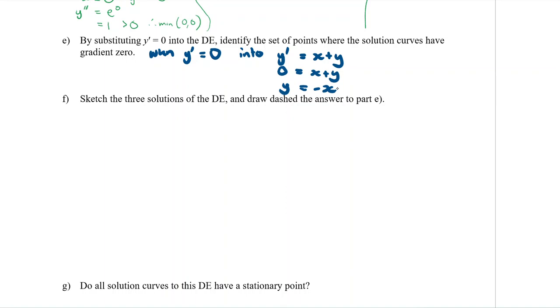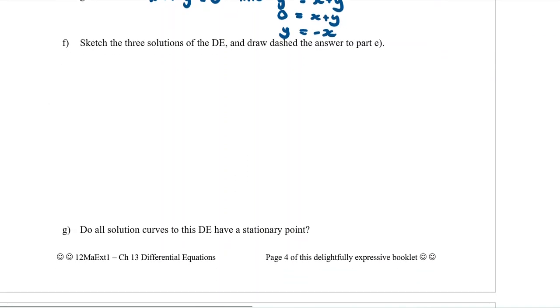Okay, so I have a solution to the curves at y is equal to negative x. We have to draw all of that. In part F, it says sketch the 3 curves of the differential equation and draw a dashed answer to part E. So there's actually 4 things I have to draw on here. All right, here we go.